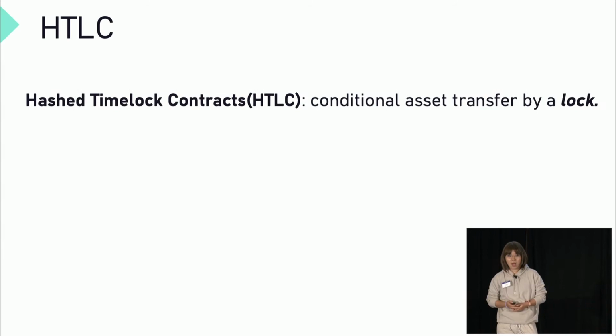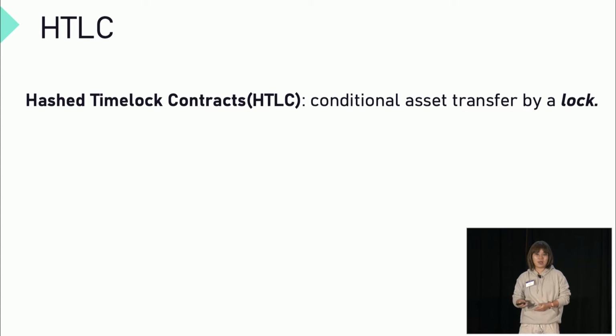Atomic swap protocols usually use a special kind of smart contract called hashed time lock contracts, HTLC for short. HTLC enables conditional asset transfer through a lock. The lock consists of a hash value H and an expiration time T.